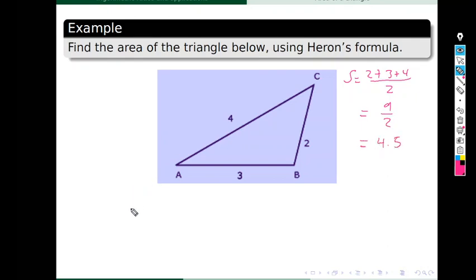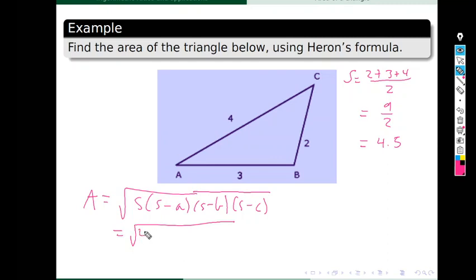4.5. Then if we look at our formula, well, it's equal to the square root of S times S take A times S take B times S take C. And then we put it in, so we get the square root of 4.5 and then 4.5 take, what are we going to do? Take, well, what is A? Right, here's our, yep, so that is A, that is B, that is C. So take 2, 4.5 take 4, 4.5 take 3.